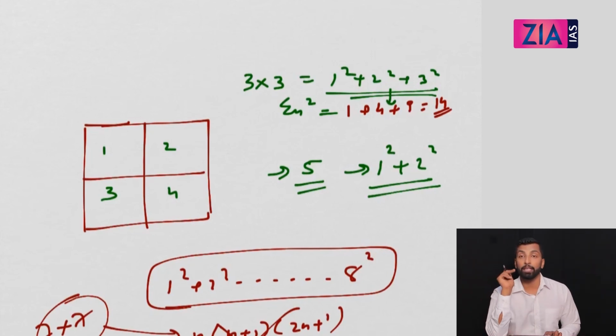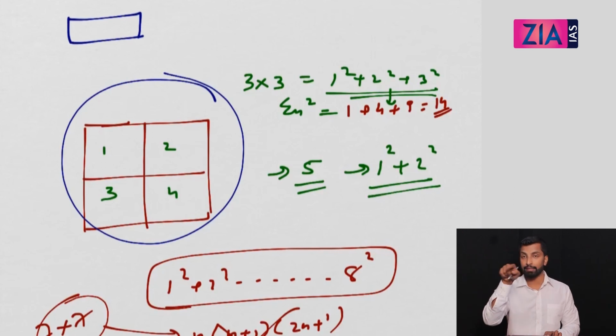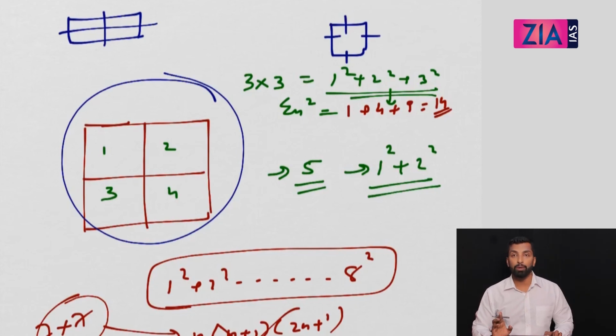Now instead of squares, if I ask you how many rectangles are there in this? One more thing you need to know is that a square is a rectangle. A square is actually a special case of a rectangle. A rectangle has all 4 angles 90 and opposite sides equal. A square also satisfies these conditions, so a square is also a rectangle.